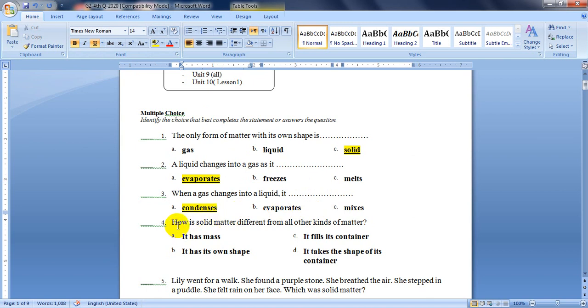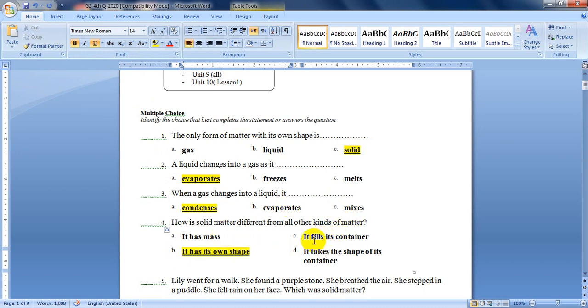Number 4. How is solid matter different from all other kinds of matter? It has mass. It has its own shape. It fills its container. It takes the shape of its container. We have just said that a solid has its own shape. But why don't we choose letter A? It has mass. Because all kinds of matter have mass, like liquids and gases, not only a solid.